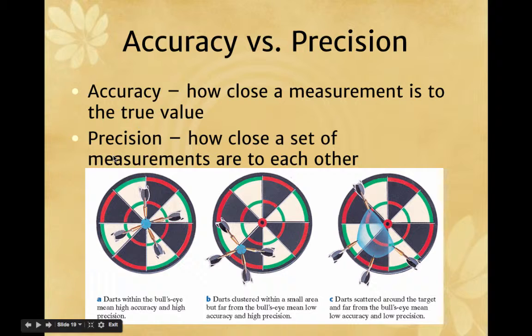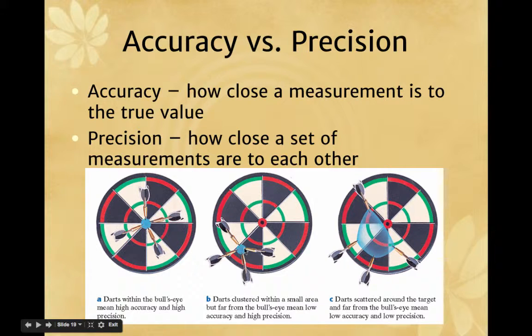So usually we will take 3 sets of measurements, we'll have 3 trials, and however many trials you do, you look at the numbers you get, and how close they are to each other indicates its precision. So looking at this dartboard, this first dartboard, all of the darts are hitting the bullseye, and they're all in this very small area, so they would both be accurate and precise.